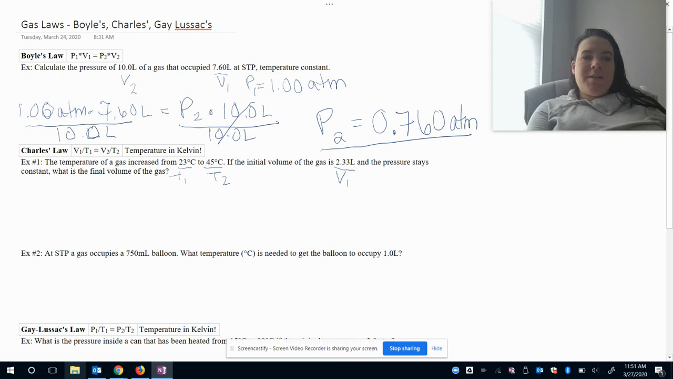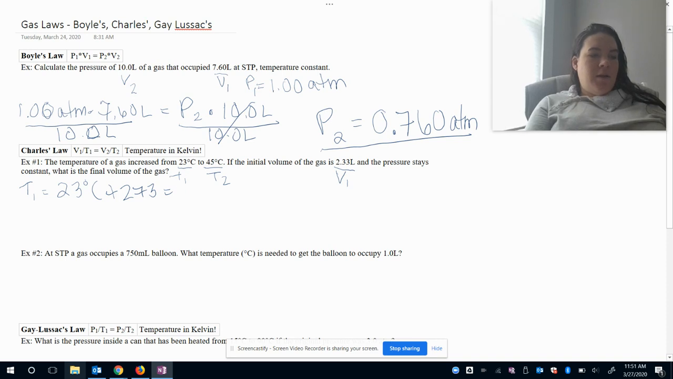So before we plug this into the equation, over on the side here, I'll show the math. We're going to do 23 degrees C plus 273, and that gives us 296 Kelvin. And then for T2, we've got 45 degrees C plus 273. That gives us 318 Kelvin. So these are the numbers that we're going to plug in.